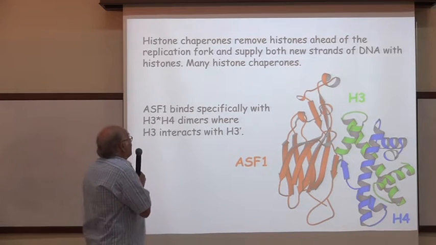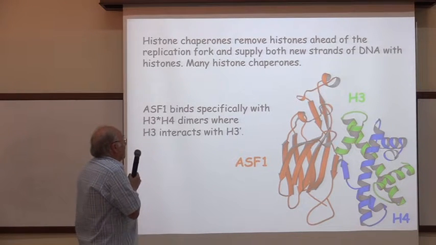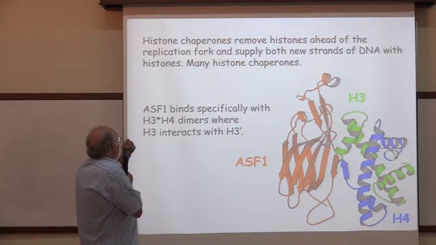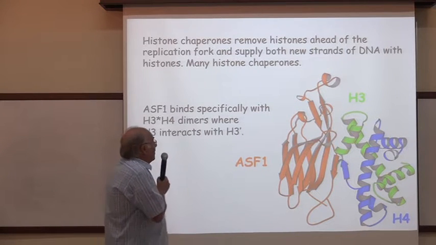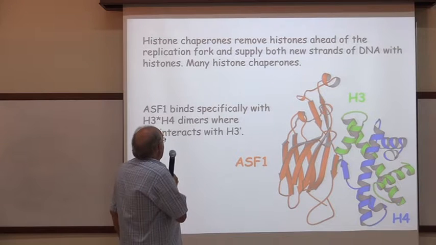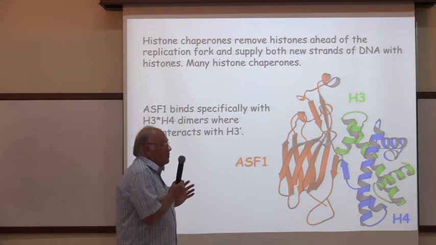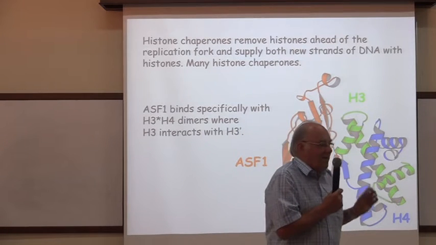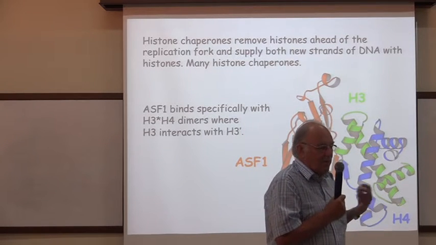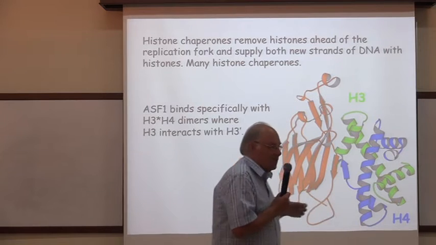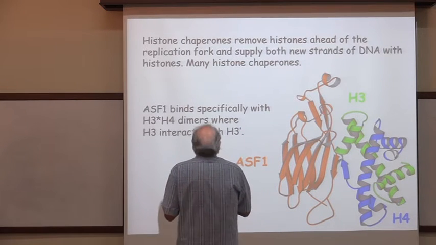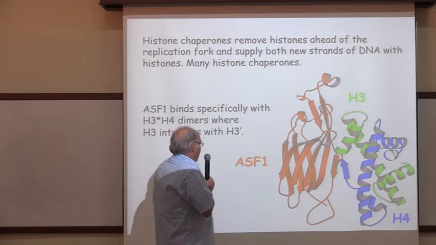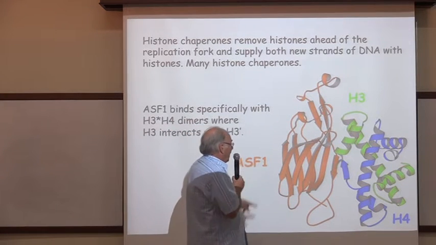So here we see one of the histone chaperones, which remove histones ahead of the replication fork and supply both new strands of DNA with new histones. Because once the DNA polymerase has made DNA, we again need to package the DNA with histones and make nucleosomes and so on. And there are many of these histone chaperones. This is one of them called ASF1.